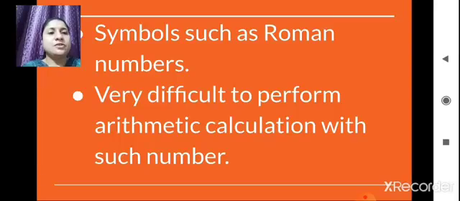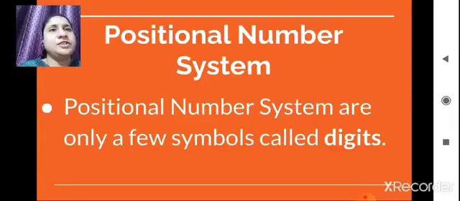Okay, so the next is the positional number system. A positional number system has only a few symbols, called digits. We have also seen that the digits are 0 and 1. The computer can understand the positional number system. When we type any words or letters, the computer translates them into numbers, as it understands only numbers.